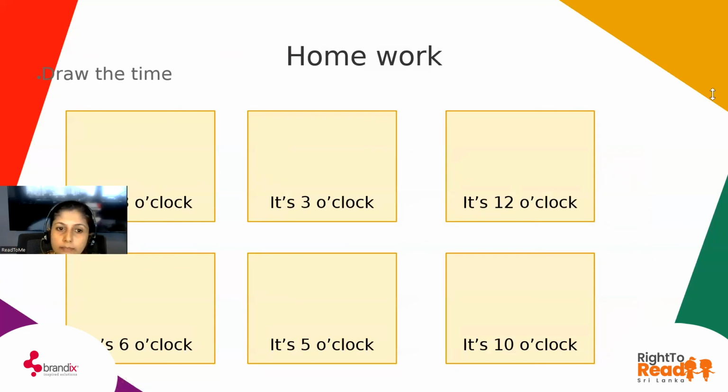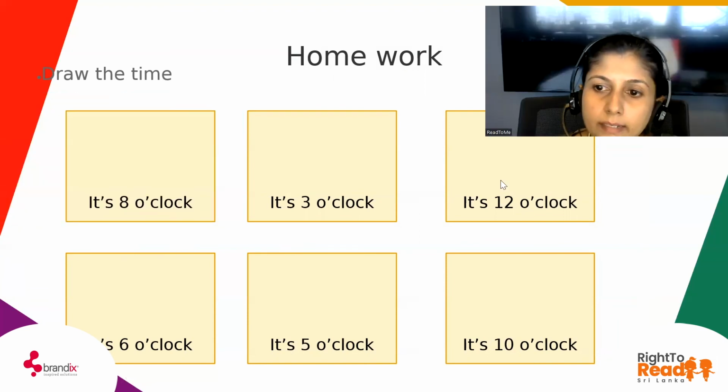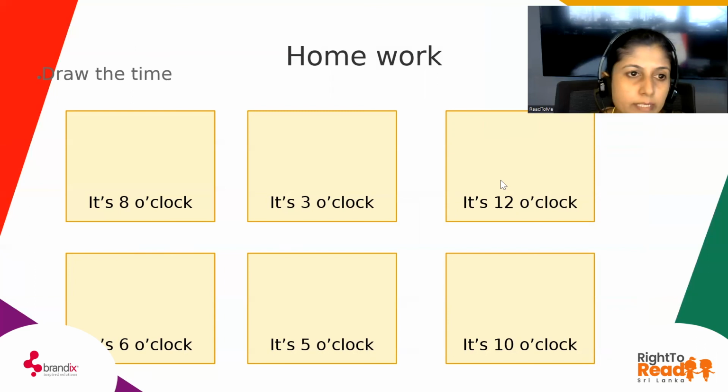This is the last activity in this lesson. This is the homework for you to do. Draw the time. Now, there are some boxes here, and different times are mentioned. You have to read the time and draw the clock according to the given time. Now, first box. Can you read? It's 8 o'clock.